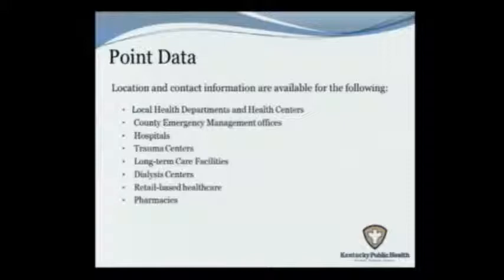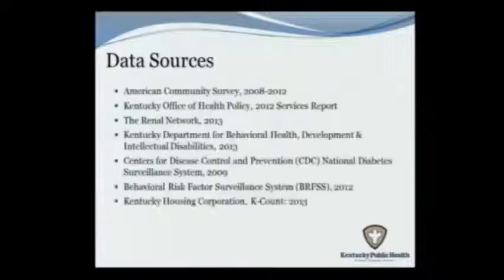That capability also says to include resources that might support mitigation of the health risks, and so we chose to include location information for some resources that would be critical to public health preparedness and response. Those were local health departments and health centers, county emergency management offices, hospitals, pharmacies, and you can see the others. The population information was collected from a variety of sources. Probably the most used sources were the American Community Survey and the Behavioral Risk Factor Surveillance System.